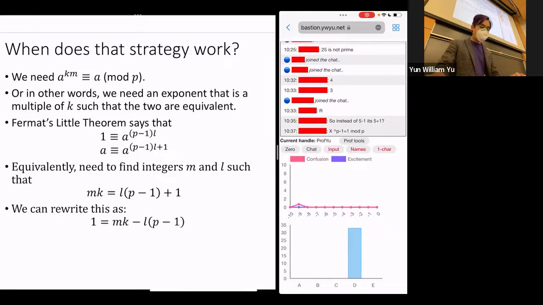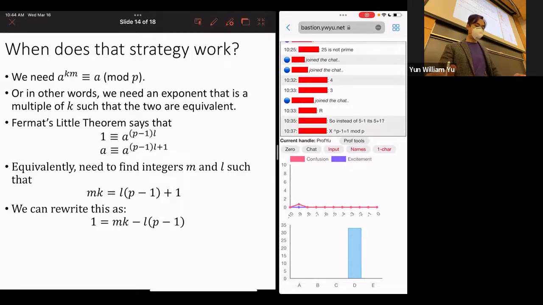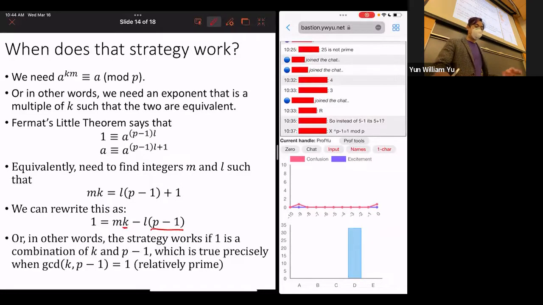And now I'm going to rewrite it. We can rewrite this as 1 is equal to mk minus L times P minus 1. What does this look like now? Well, remember, we are given k and P minus 1. And so what we're doing now is we're just trying to find a combination of k and P minus 1 that's equal to 1. And of course, we know how to do that. That's one of the first things we learned back in week 1 of lecture. Or was that week 2? It might have been week 2.